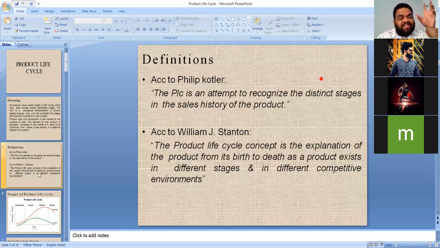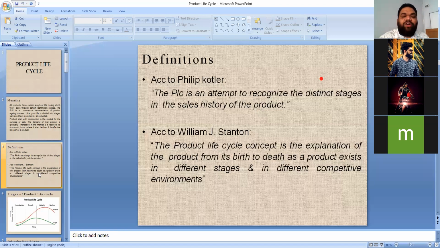Then, as the sales are increasing, he defined that as the next stage, from one stage to another stage. From that stage, again if the sales are increasing, he said that is the next stage. So according to Philip Kotler, he recognized the product life cycle as the sales history of the product.